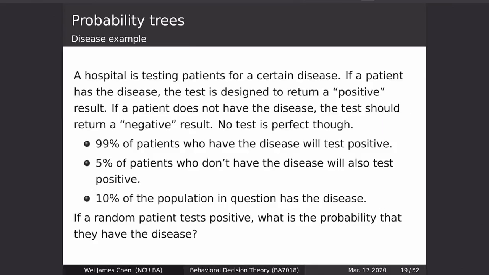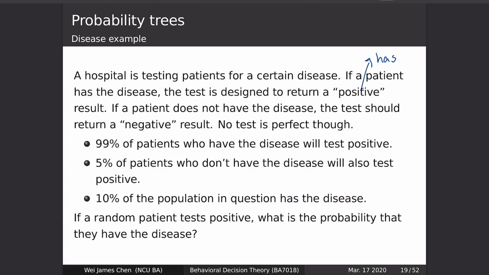So let me give you now another example. Suppose a hospital is testing patients for a certain disease, like coronavirus. If a patient has the disease, the test is designed to return a positive result. So positive means has disease. And if the patient does not have the disease, the test will be negative.